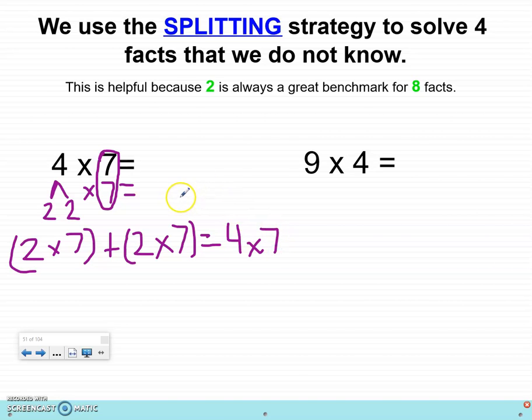Now, again, if a student's choosing to use the splitting strategy here, they should know 2 times 7 equals 14. It's not a good benchmark if they don't know it. So students are going to need to add 14 plus 14, which equals 28. So 4 times 7 equals 28.